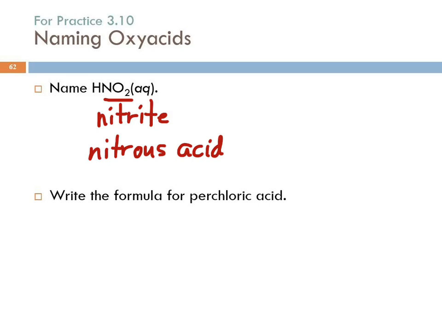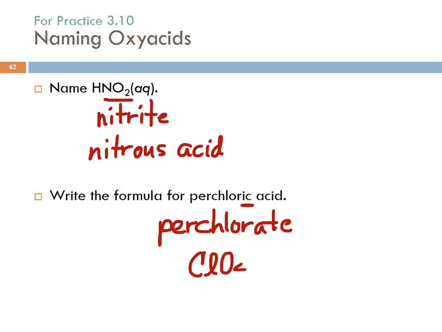We need to take this ic ending. Ic goes with ate, right? So this comes from or contains the perchlorate ion. What's the formula for perchlorate ion? ClO4. And what's the charge on it?